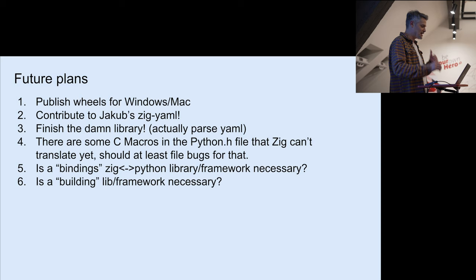And then the last thing to think about is whether a bindings of Zig Python library framework is really necessary. It feels like maybe not, but I guess this part of this project is to use it as a vehicle for exploring what things like that may or may not be necessary. And the same for building libraries written in Zig and publishing them. Is a framework necessary? I'm not really sure yet. Ideally, I'd get to a functioning library that people actually use first. Yes, thanks. I'll try to be as quick as I could.